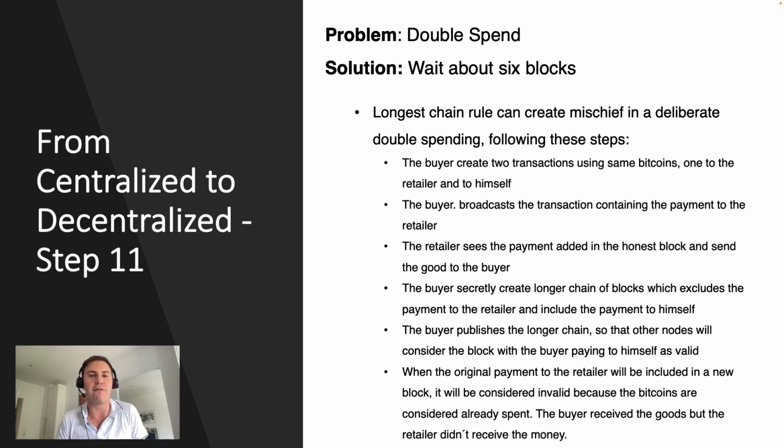But at the moment, both blocks are valid. And the buyer secretly creates a longer chain of blocks, which excludes the payment to the retailer and includes the payment to himself. Then the buyer publishes the longer chain so that nodes will consider the block with the buyer paying himself as valid. When the original payment to the retailer is included in a new block, it will be considered invalid because the bitcoins are already spent for himself. So the buyer received the goods, but the retailer didn't receive the money, and this is a problem, for which the solution is to wait about 6 blocks.